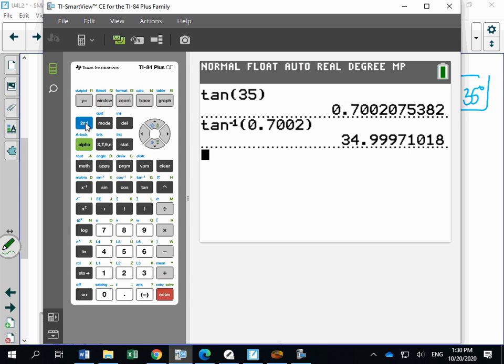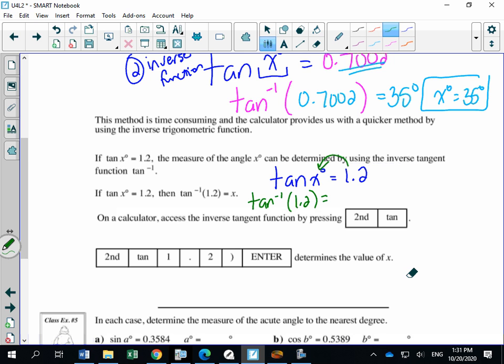So let's figure out what the angle was that gave us 1.2. On your calculators, second function tan of 1.2. That angle to the nearest degree is 50 degrees. Okay, so that angle is 50 degrees. And then I would say angle x is equal to 50 degrees, is how we would write this.